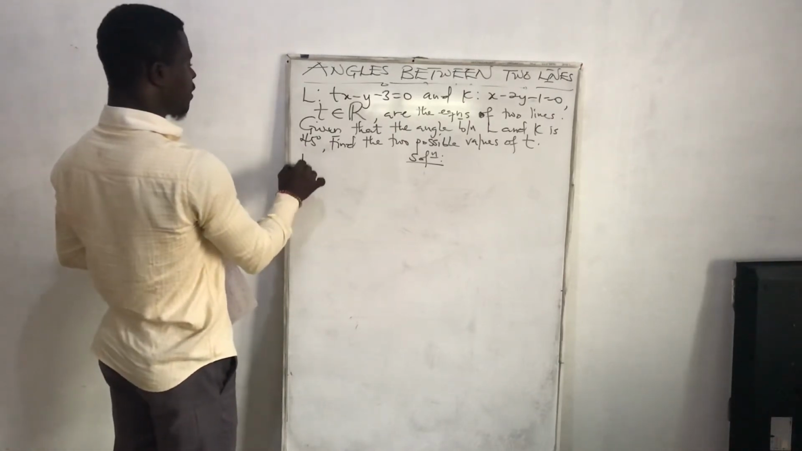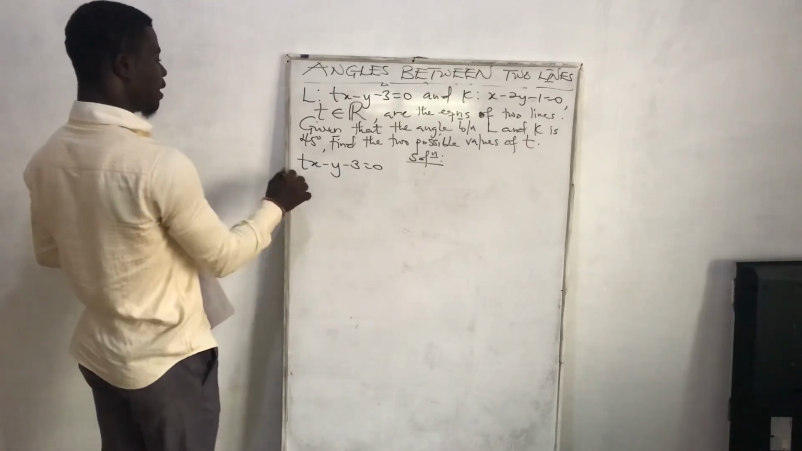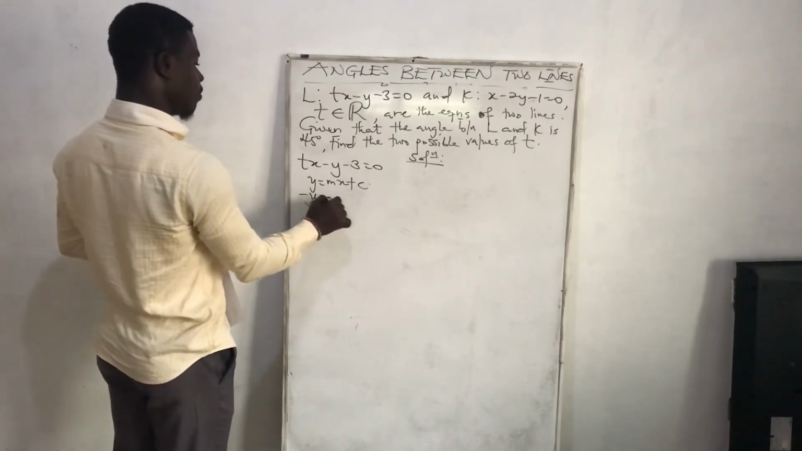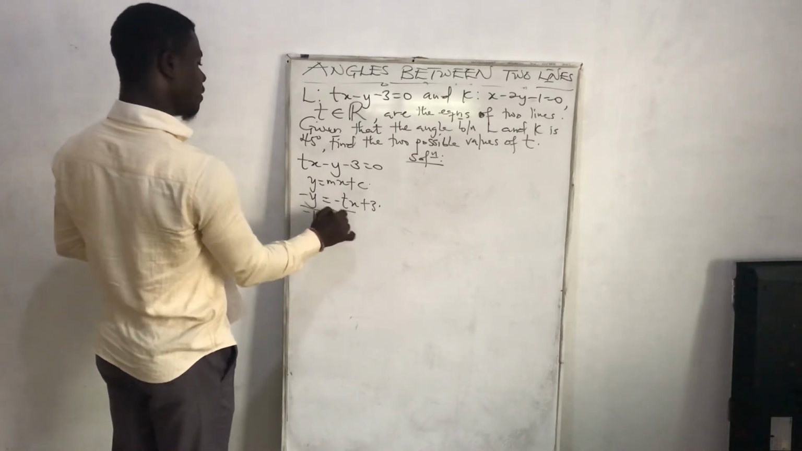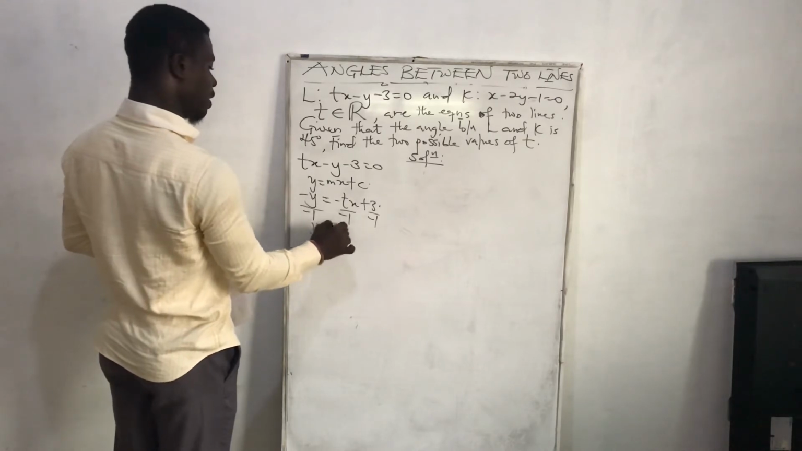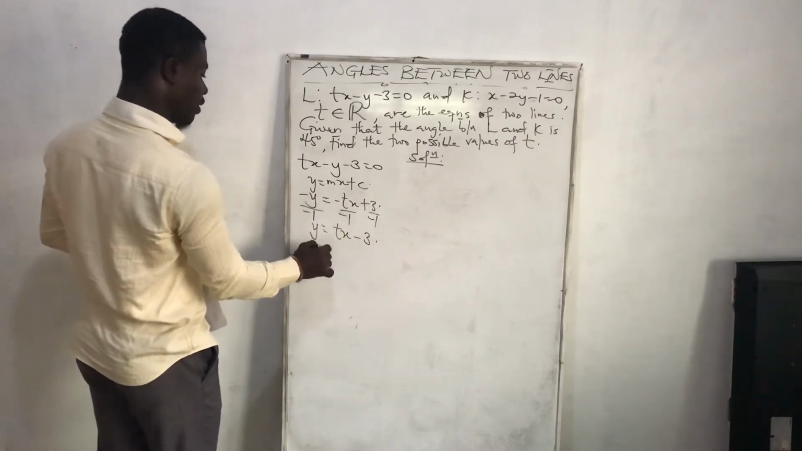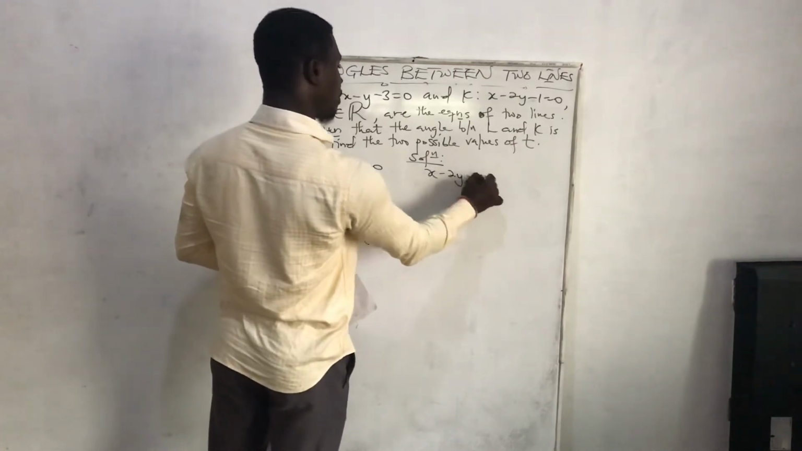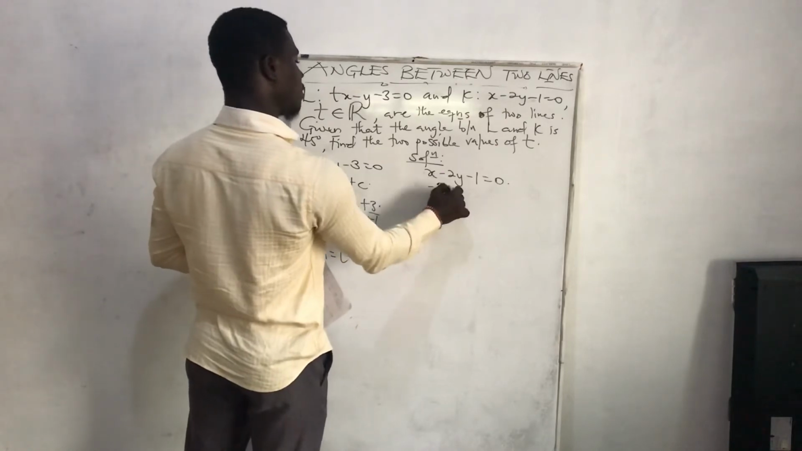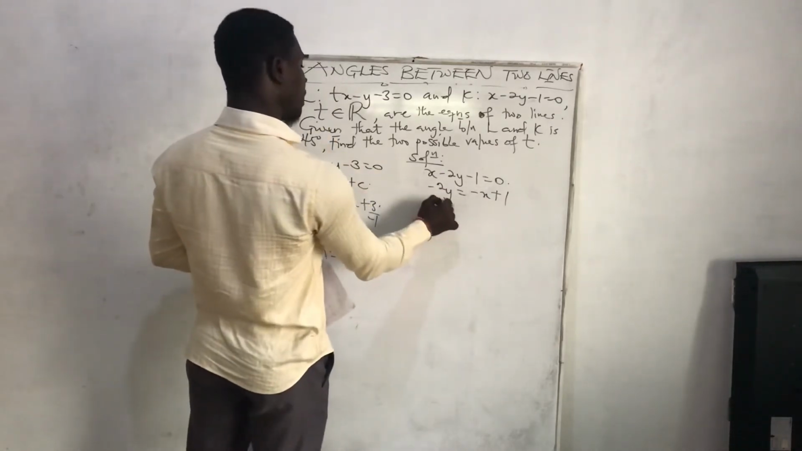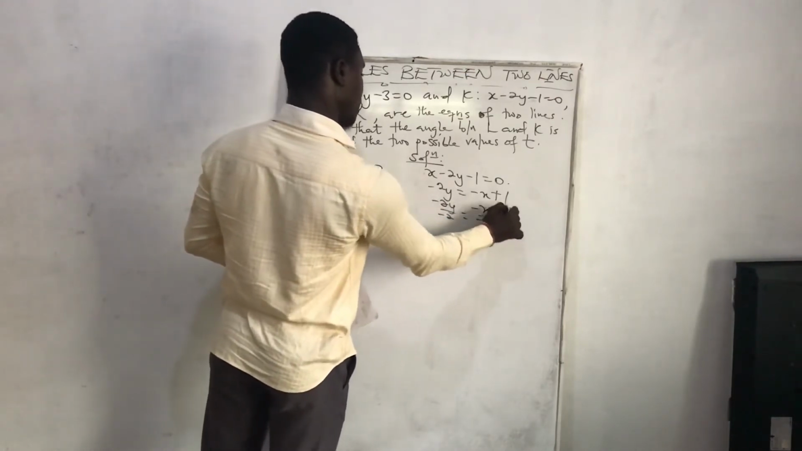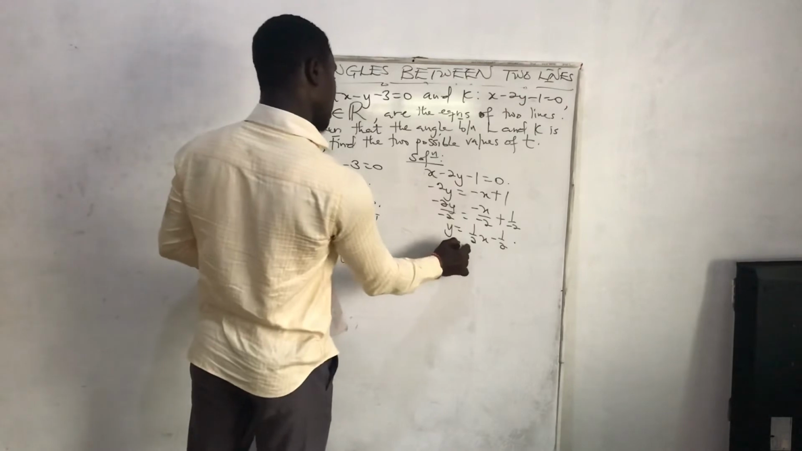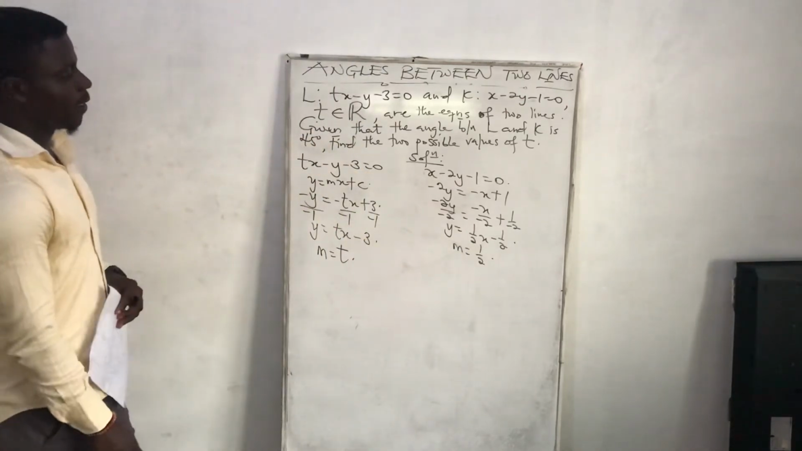So now here, let's see. We have tx minus y minus 3 equals 0. You can represent it in the form y equals mx plus c. So I make y the subject: minus y equals minus tx plus 3. Then I divide by minus 1 and I get y equals tx minus 3. So the gradient here is t. Now I have x minus 2y minus 1 equals 0, so minus 2y equals minus x plus 1. Then dividing by minus 2, y equals 1 on 2 x minus 1 on 2. So the gradient here is 1 on 2.